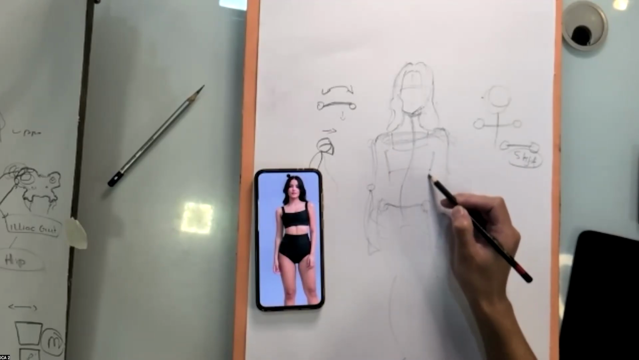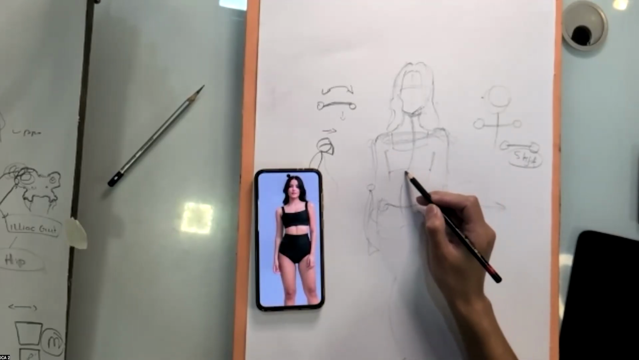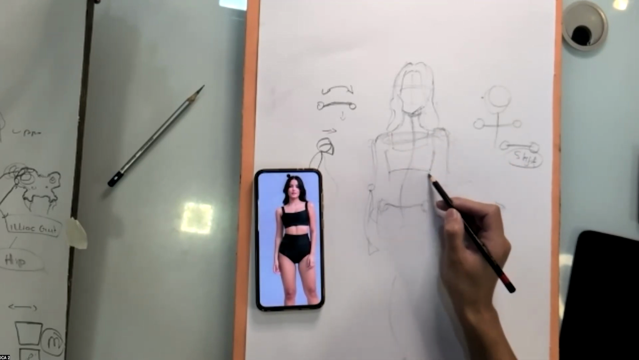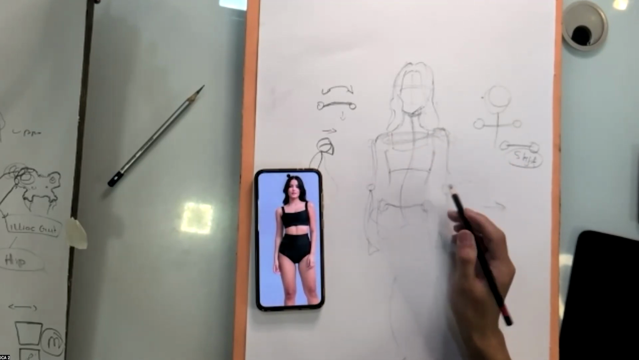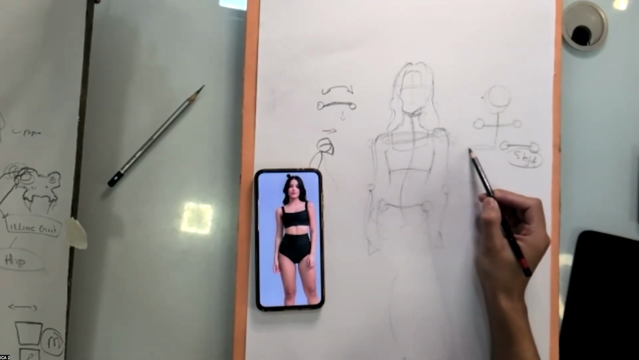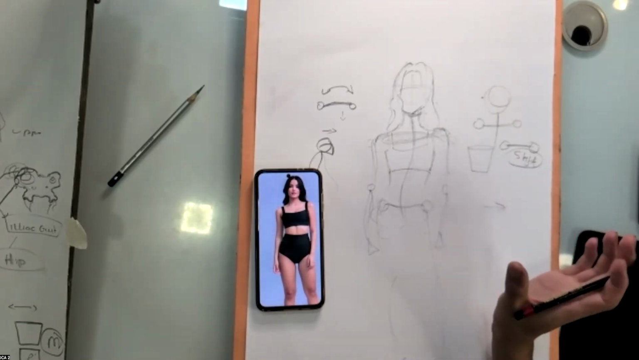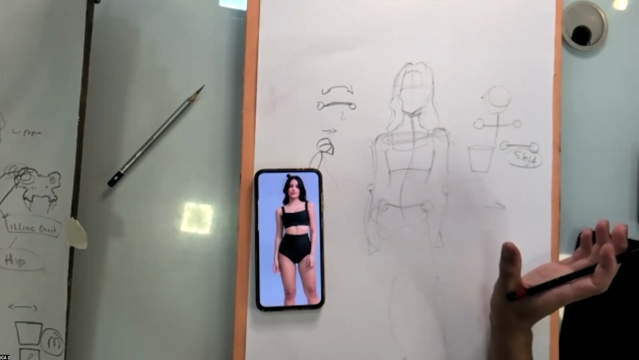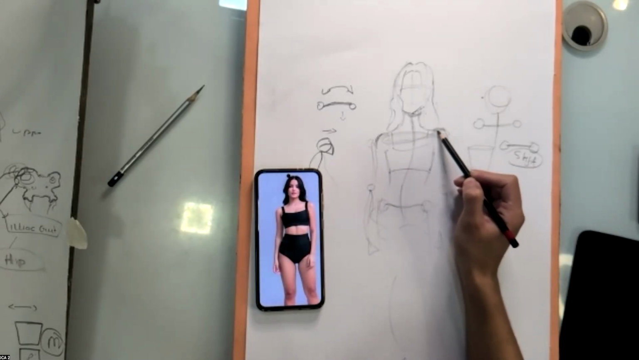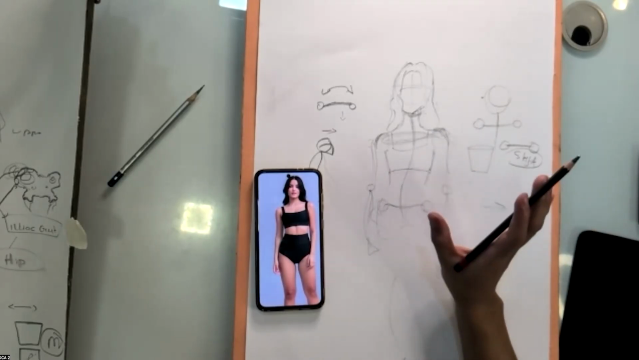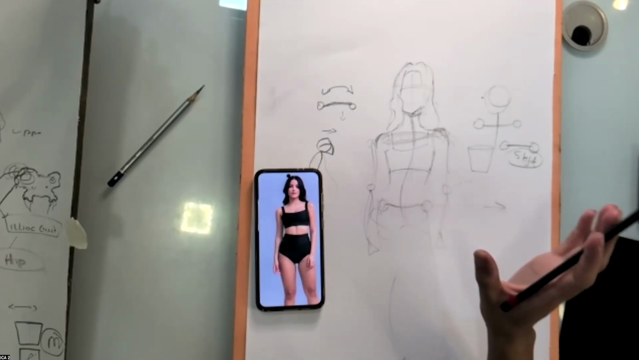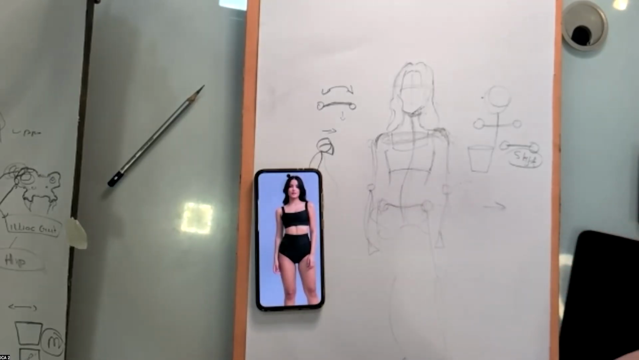Now over here, if I look at the female anatomy, the upper torso, or this whole thing, is a little bit smaller than that of the male. The shoulders are not too wide. Always remember, females' shoulders and the waist are always a little bit smaller compared to that of a male.